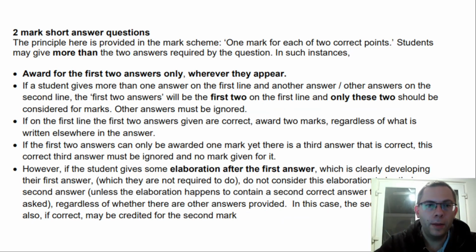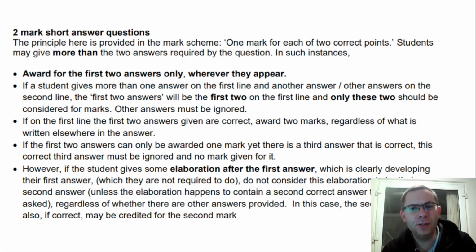So, if you look at this, this is basically how a 2-mark answer gets marked, and it actually looks a lot more complicated than it actually is. So for a 2-mark short answer, the principle in the mark scheme is 1 mark for each of 2 correct points. So any more than 2, you don't get the marks for it. Okay, so you're limited to 2 marks.